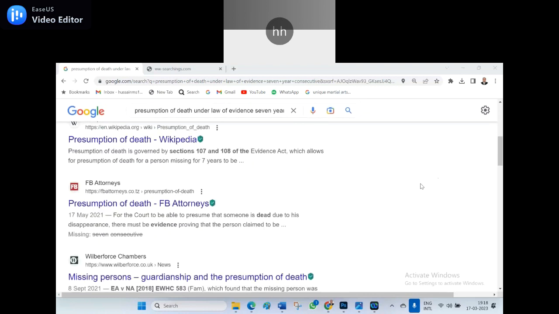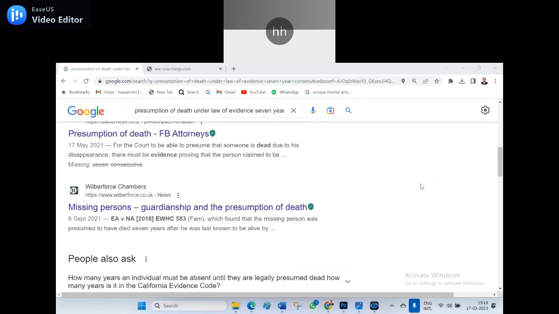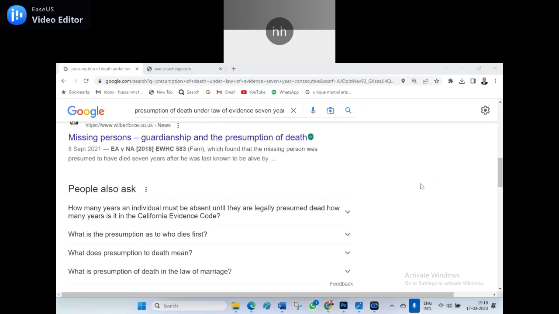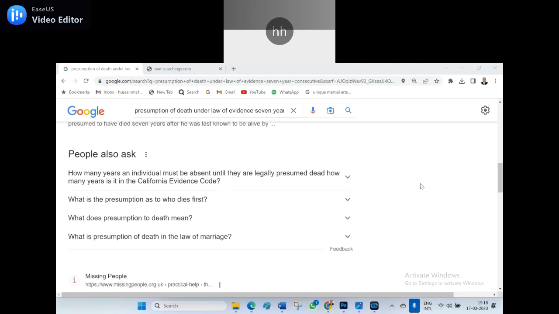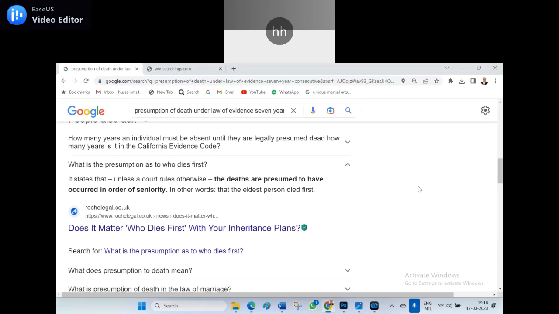And what is the section which deals with it? I think it is 107 and 108 of the Evidence Act, which allows the presumption of death of a person after seven years. So that is the other point, supplementary question. And what is the presumption as to who dies first? Younger survived the elder. Yes, I appreciate. Why? Logic.